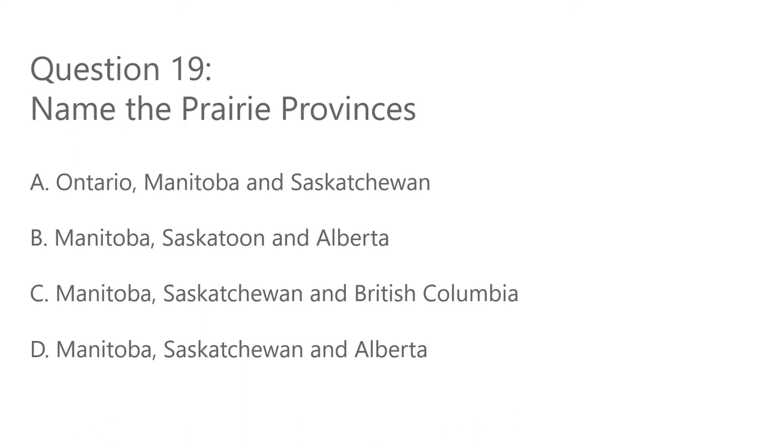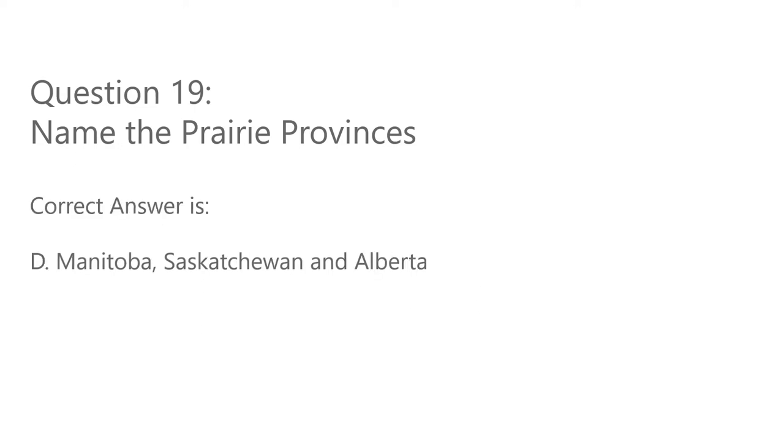Question 19. Name the Prairie Provinces. A. Ontario, Manitoba, and Saskatchewan. B. Manitoba, Saskatoon, and Alberta. C. Manitoba, Saskatchewan, and British Columbia. D. Manitoba, Saskatchewan, and Alberta. Correct answer is D. Manitoba, Saskatchewan, and Alberta.